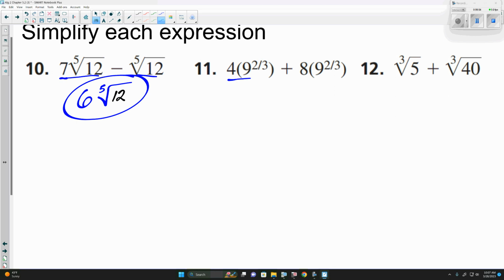The next one we have 4 times 9 to the 2/3 plus 8 times 9 to the 2/3 would be times 9 to the 2/3.